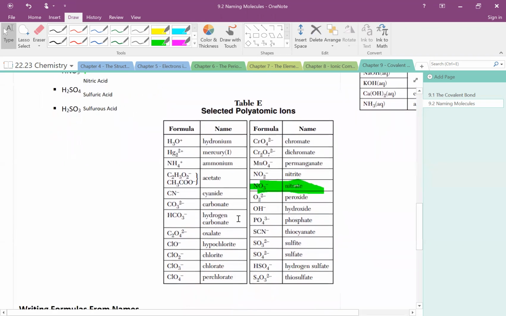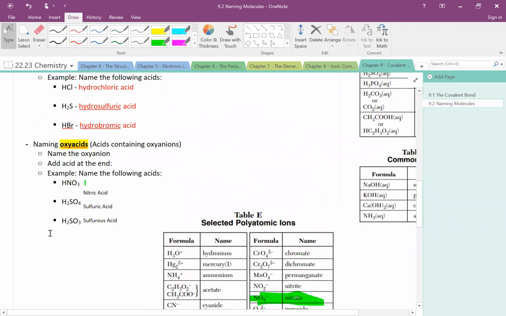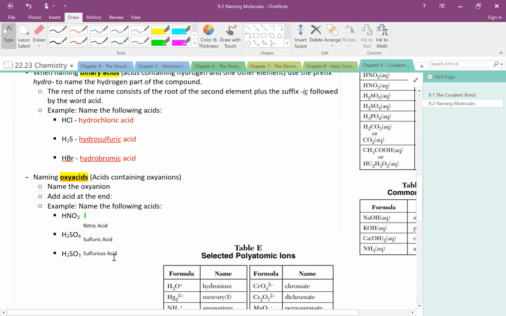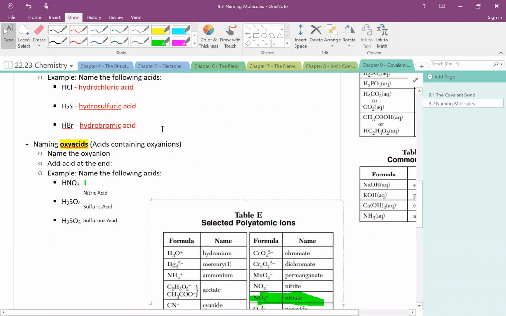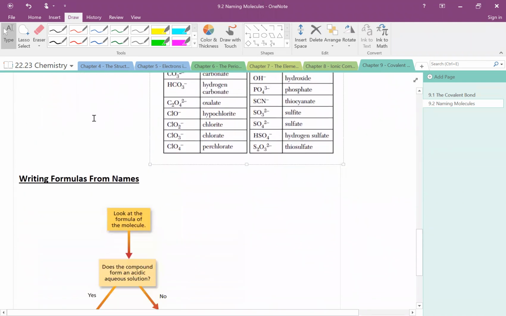Just referencing your polyatomic ions table is enough for you to be able to get these oxyanions and oxyacids. I'm not super worried about these. So just make sure that you're using your reference table and you'll be fine naming oxyacids.